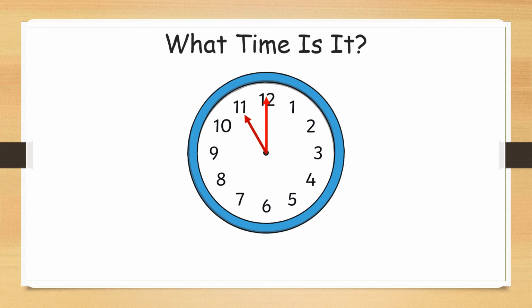What time is it? The minute hand is on 12 and the hour hand is on 11. The time is 11 o'clock. It is 11 o'clock. That's correct, my dear. So let's write the time. 11 dots 0 0.